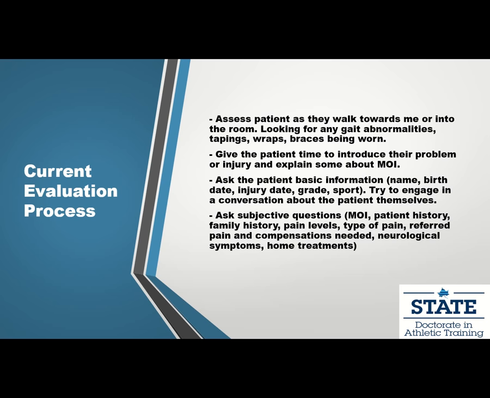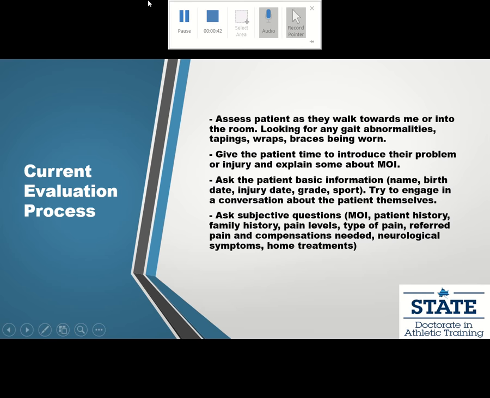So to begin, I'm going to talk about how I currently evaluate an ankle and the specific steps that I would go through. The first thing that I would do is assess the patient as they walk towards me, or as they come towards me in whatever way they can, or as they walk into a room. I'm pretty much looking for any gait abnormalities, tapings, wraps, or braces that they could be wearing.